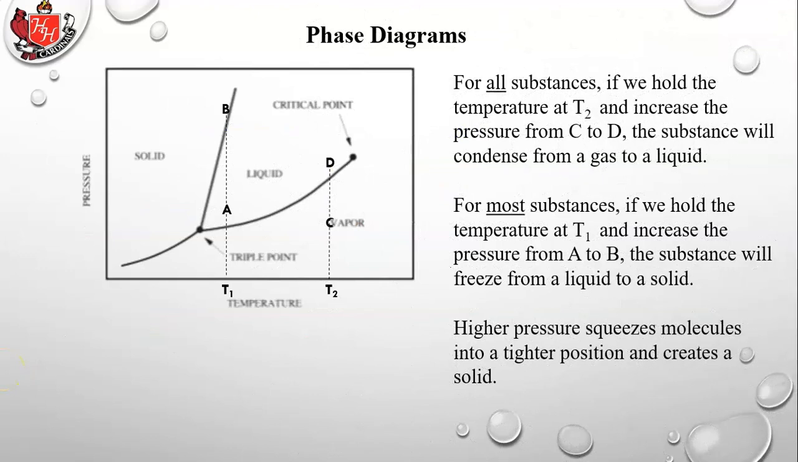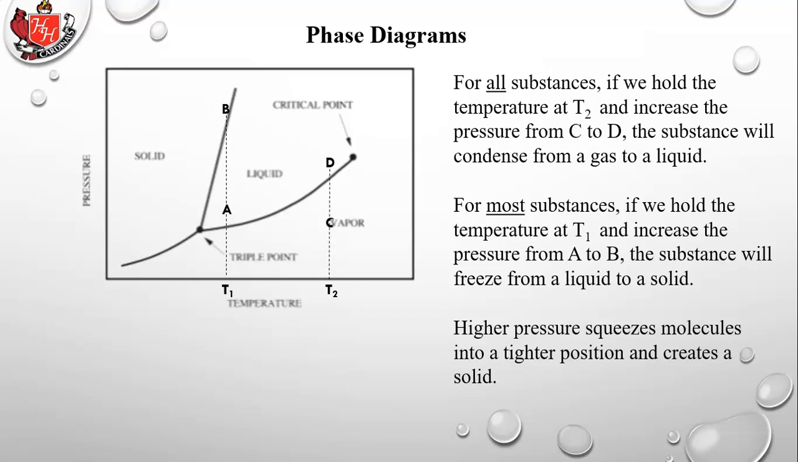All right, so let's look at a couple of specific examples. For all substances, if we hold the temperature constant, and we'll just call it T2, you see it down there on the bottom axis, and increase the pressure from C to D, the substance will condense from a gas to a liquid. So that makes sense. It has a certain amount of kinetic energy, but now you're squeezing it more and more as you go from C to D. You're increasing the pressure on it, so you're squeezing that vapor down into a liquid. So that's what going from C to D represents at T2.